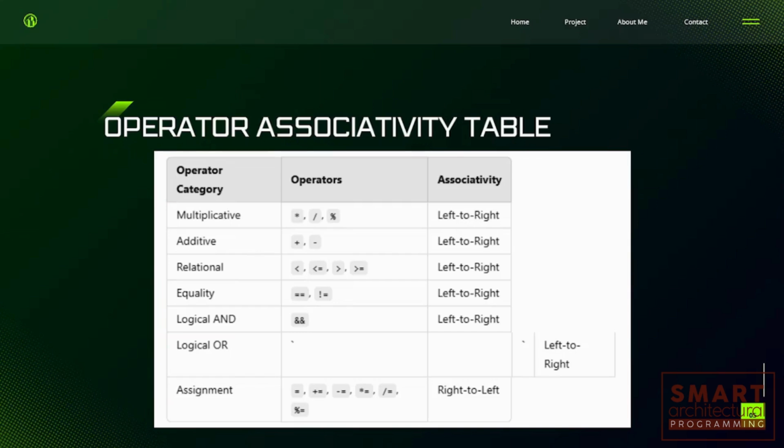And finally, we have assignment operators like equals, plus equals, minus equals, multiplication equals, division equals, and modulus equals. All of them follow the right to left principle, coming back to the point that assignment and unary operators are mostly right to left in associativity rules.